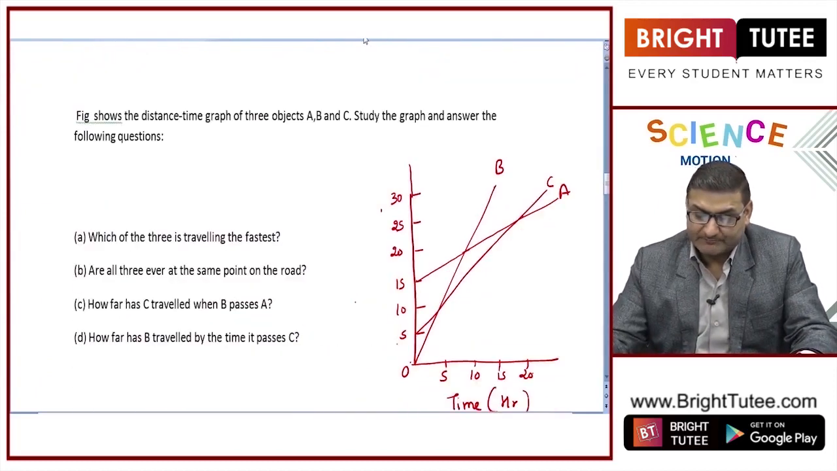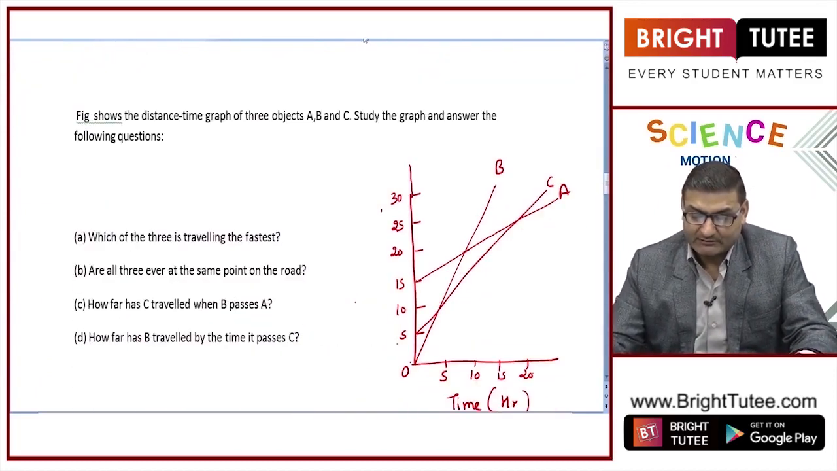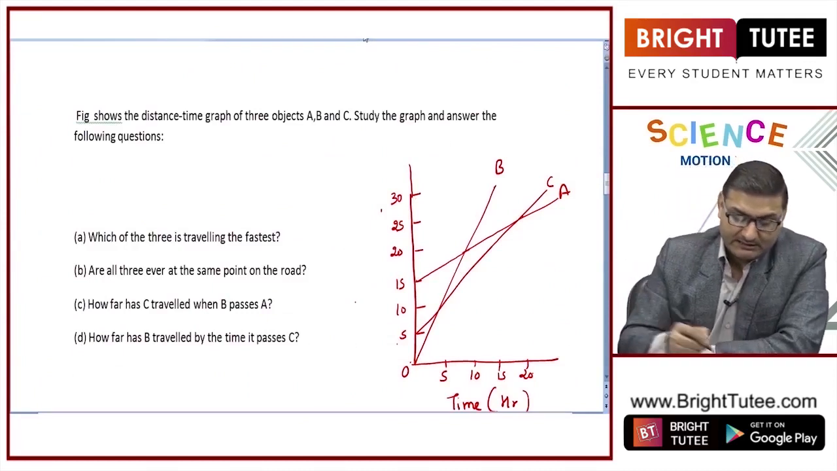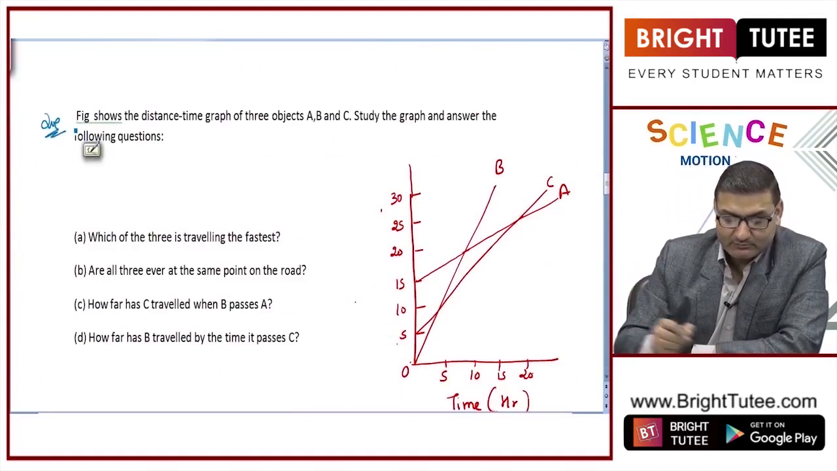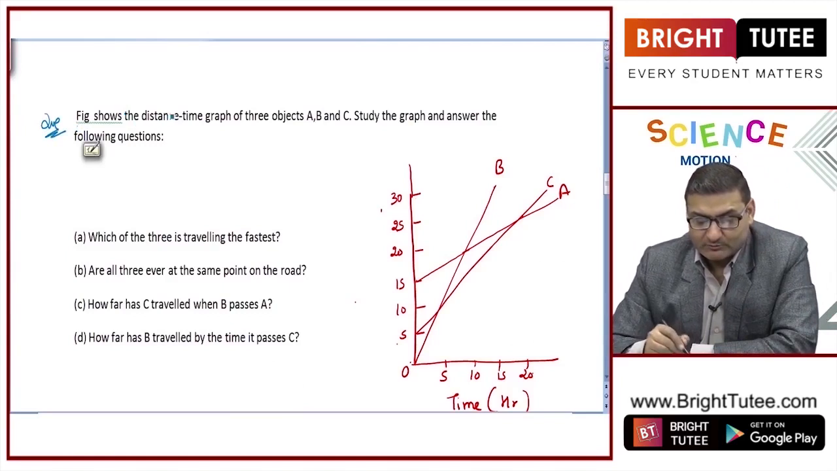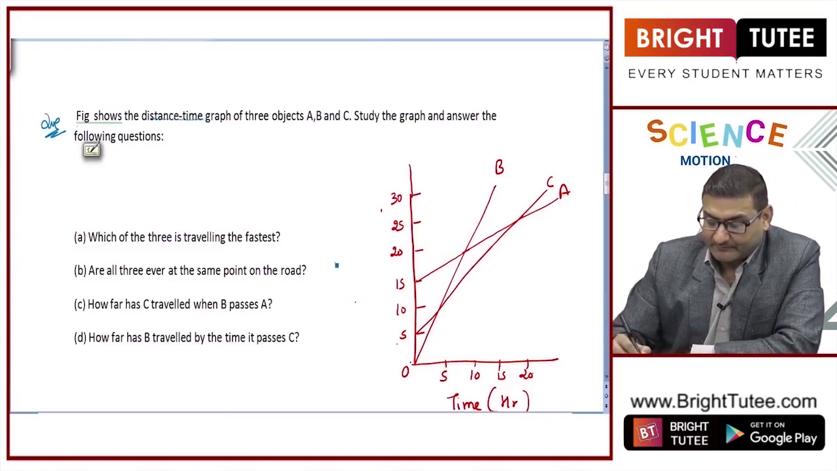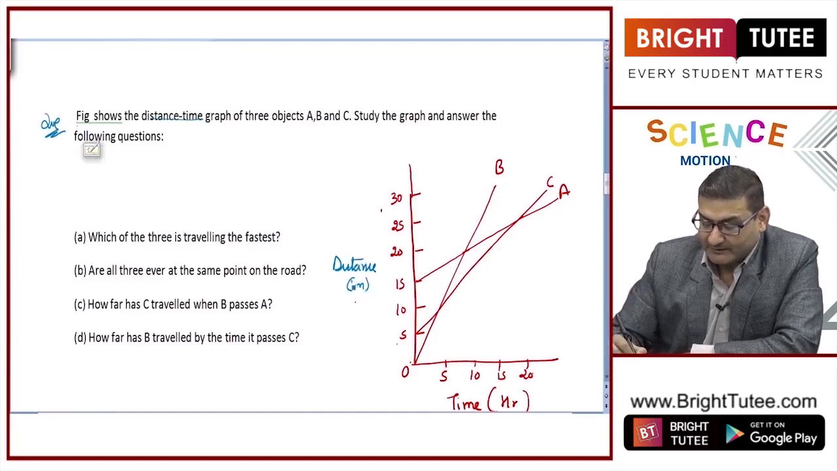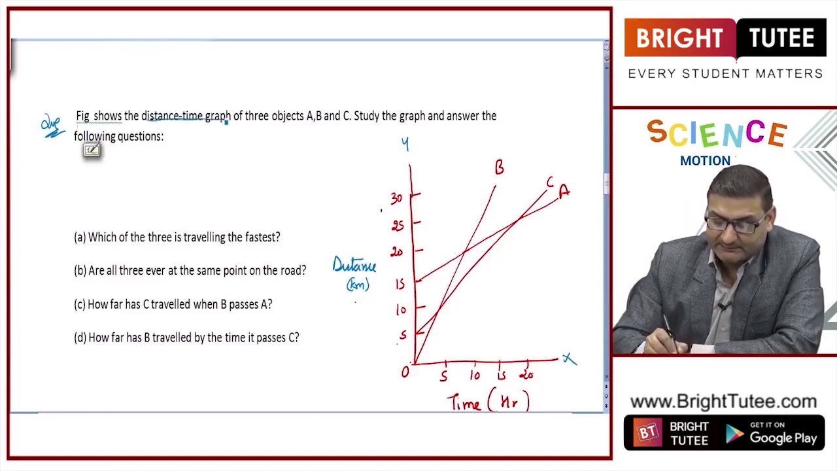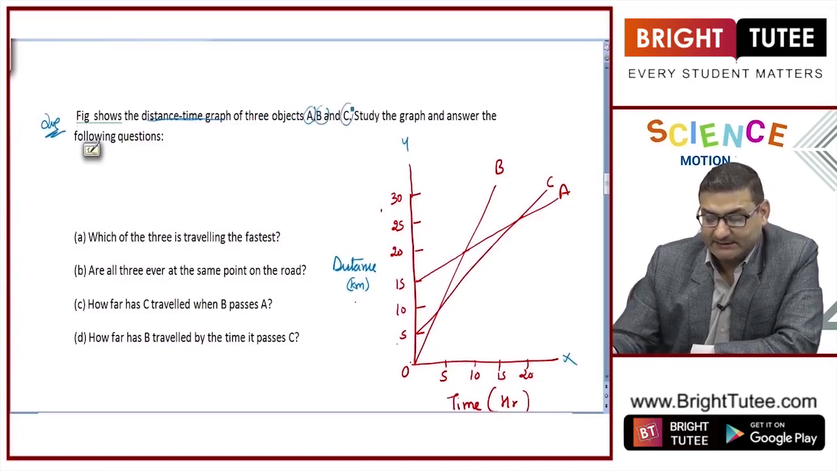Now, in the next question, this is the type of graph which will be given to us. In the question, what is asked is, this figure shows the distance time graph. On the y axis, it is the distance which is given in kilometers. This is the y axis, this is the x axis. This is the distance time graph of three objects A, B and C.